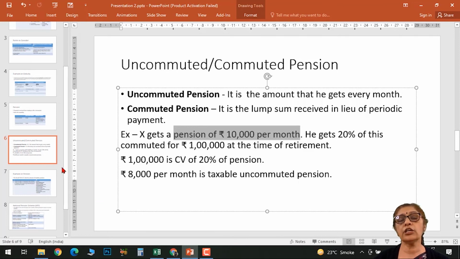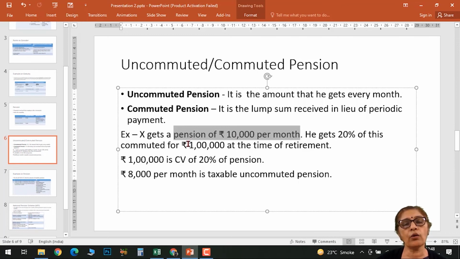But suppose your employer gives you an option, which most employees do exercise, that for 20% of this 10,000, that is 2,000, you do not opt for 10,000 per month, you leave 20%. So what do you get per month? 8,000. And instead of the 2,000 per month, you get 1 lakh one time at the time of retirement. So definitely an employee would prefer this. You leave 2,000 per month and get 1 lakh. You invest this 1 lakh elsewhere and earn interest anyway. Plus that also covers the risk of your insecurity of life.